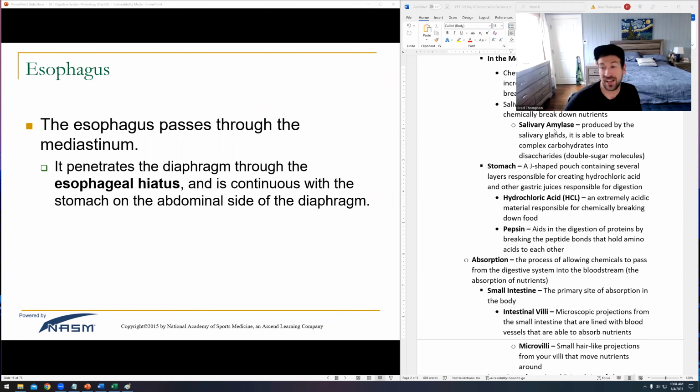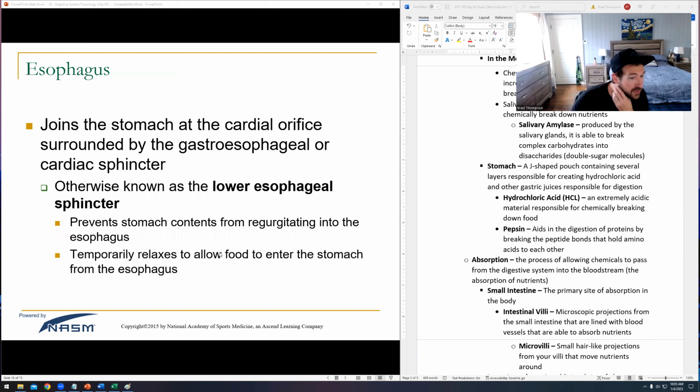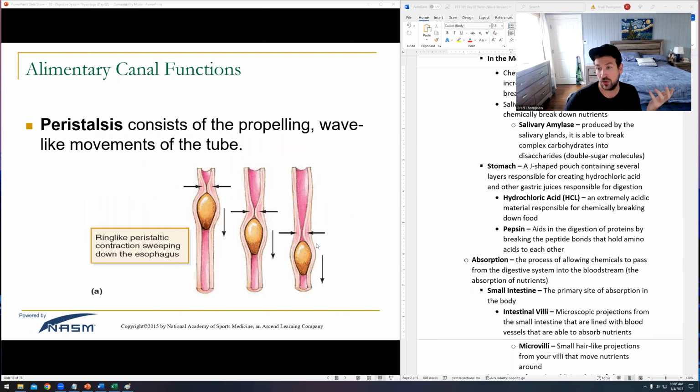So your esophagus has got a couple sphincters on it. That's what they're mentioning here. We'll just go ahead and move through those. And then eventually it'll get into your actual stomach.